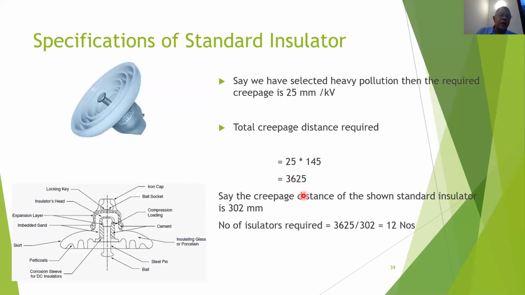Each insulator's creepage distance is from this point, the metal cap, along the surface over the collars and up to this point. So that is the creepage distance. Say the creepage distance of this particular insulator is 302 millimeter. The number of insulators should be 3625 over 302, 12 numbers.